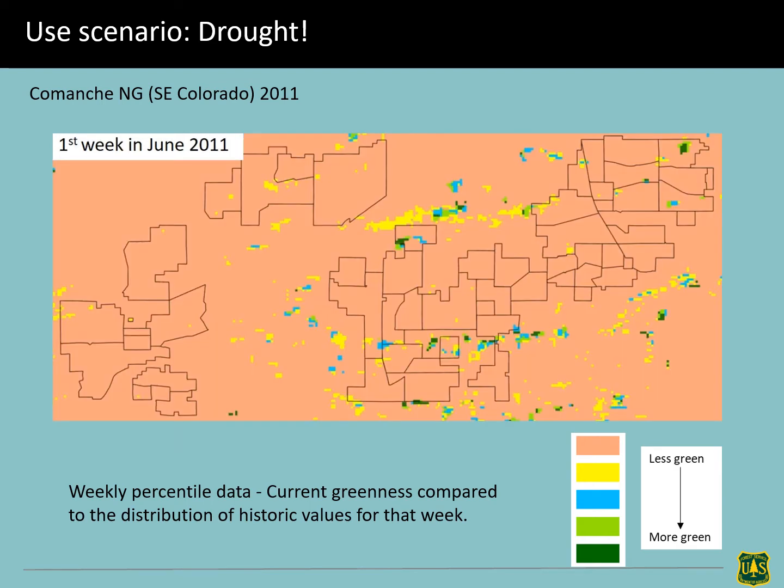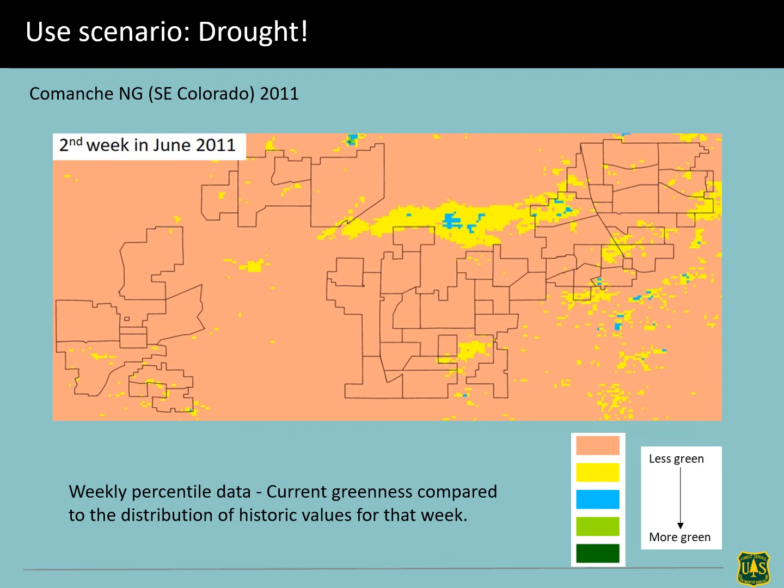But when we start taking a look at the weeks in June in 2011, we can see that most of the area is at the 25% or less level of greenness, meaning that most of these areas are substantially below their historic average for that particular week.